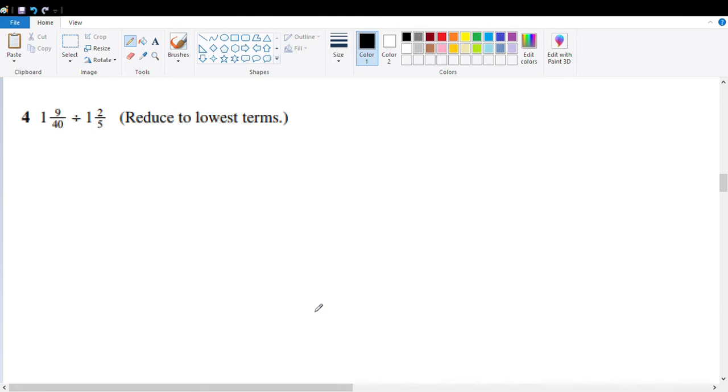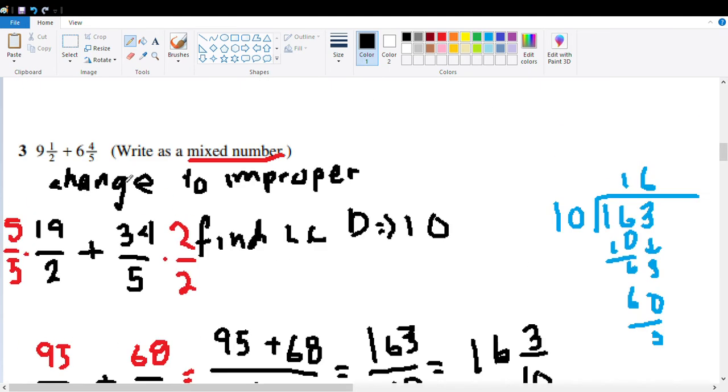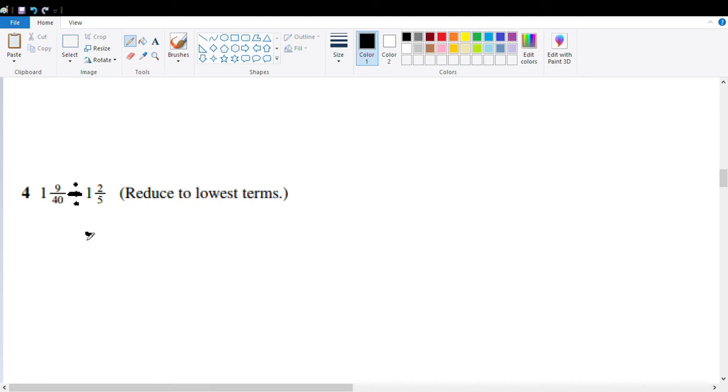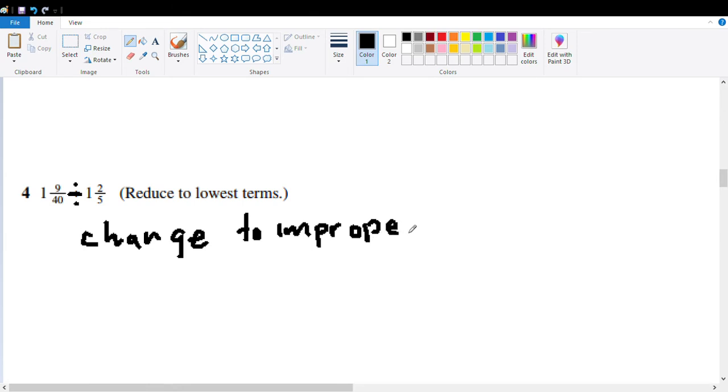Now, we have something a bit different. We have mixed numbers still, but we have division. So just in case you don't know, this is division. And what do you do? Well, again, always change to improper. Let me write that. Change to improper.